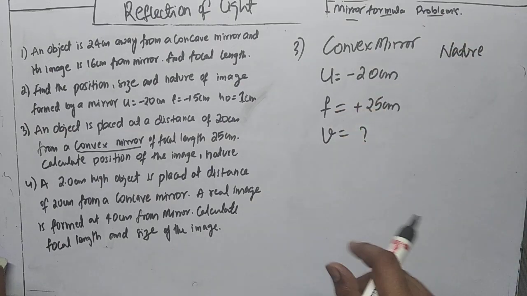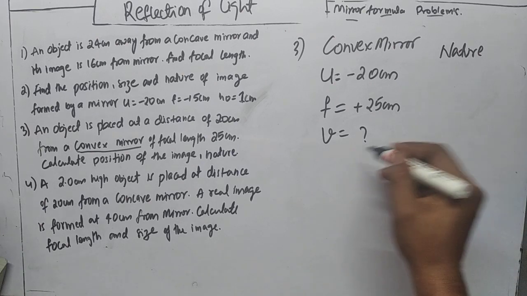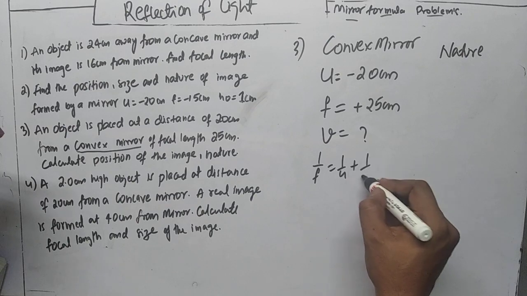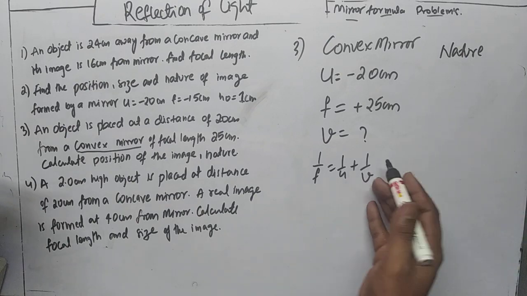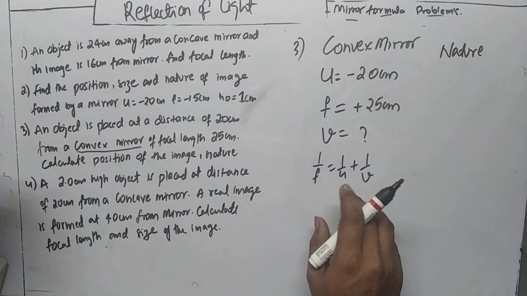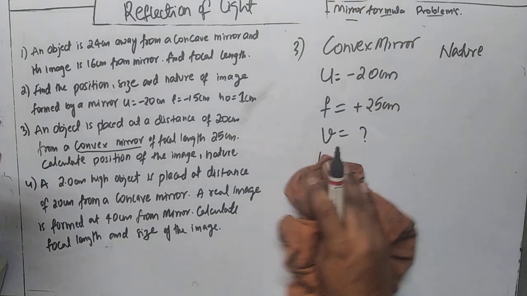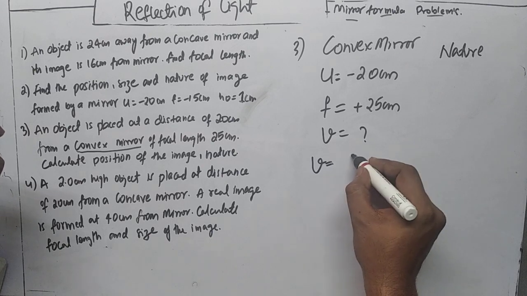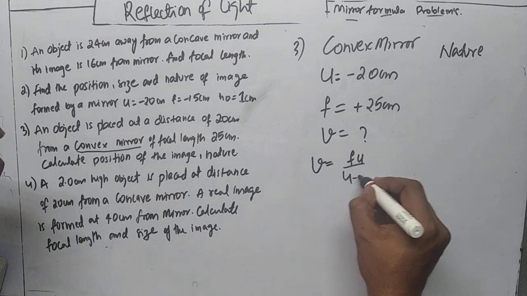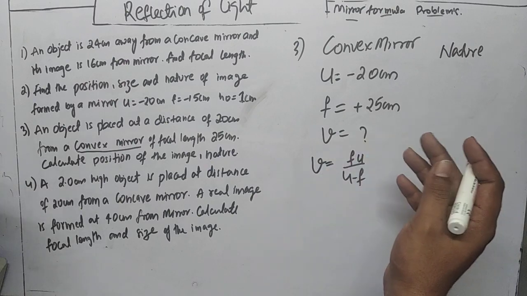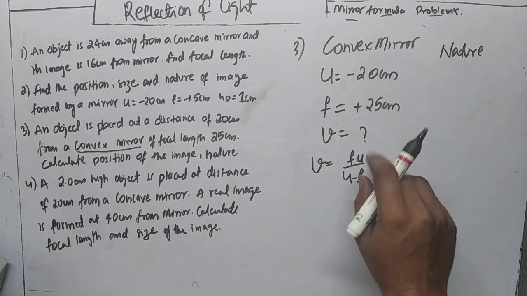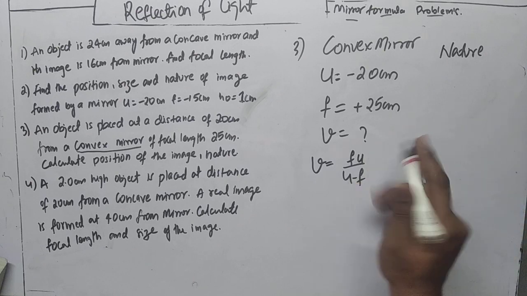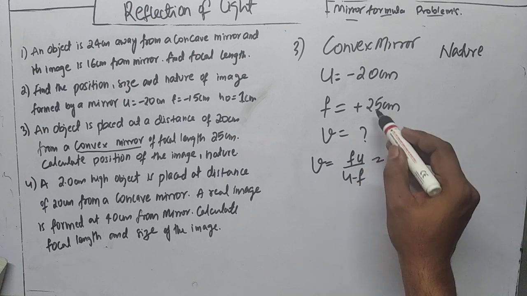To find the position, we can use the mirror formula: 1 by f is equal to 1 by u plus 1 by v. We have to find v. Just like we did before, we can directly write v is equal to fu by u minus f. Okay, this is the formula. If we simplify the mirror formula we get this formula, or else you can substitute in the mirror formula itself, don't worry. So what is the f value here?